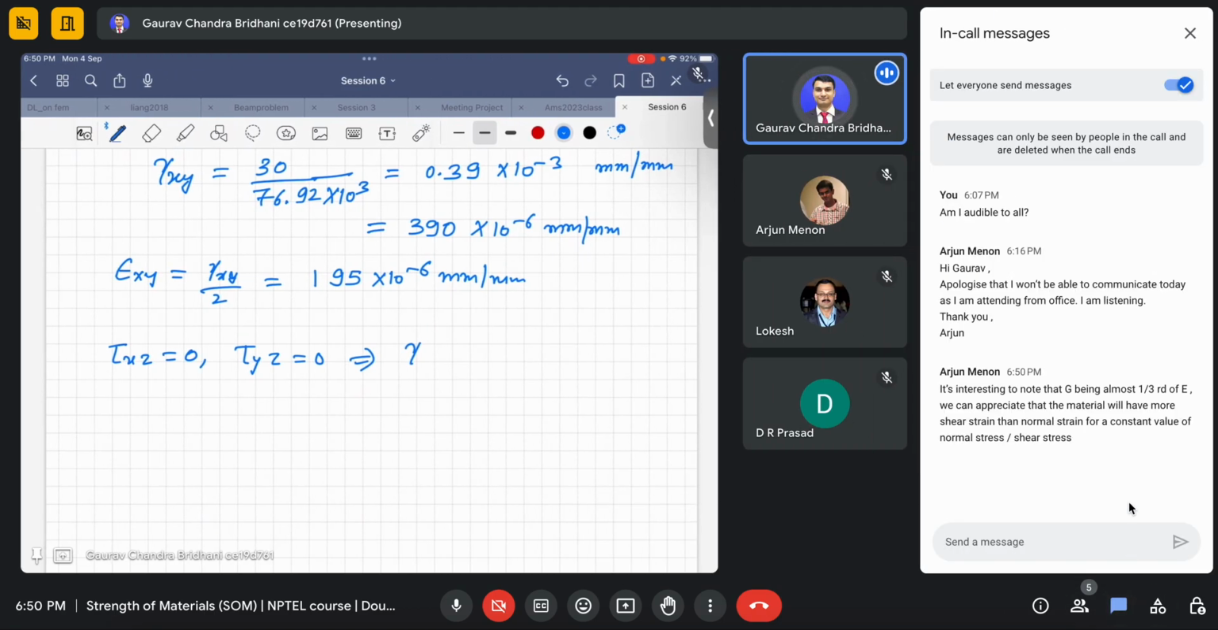It's interesting to note that G being almost 1/3 of E, you can appreciate that the material will have more shear strain than normal strain for a constant value of normal stress, shear stress.